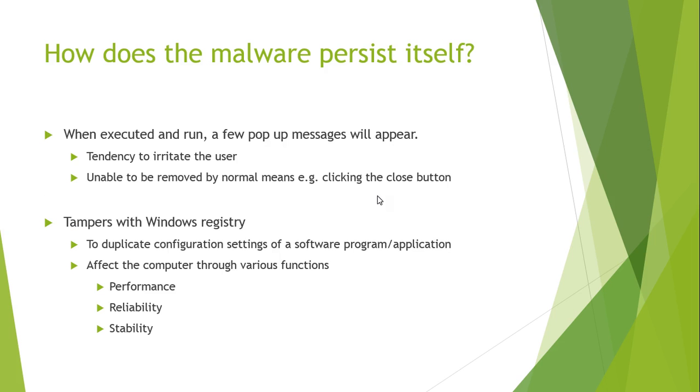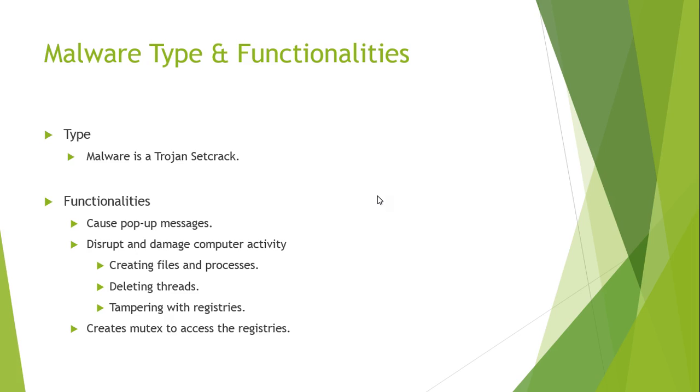So how does the malware persist itself? When the malware is executed and run, a few pop-up messages will appear. It has the tendency to irritate the user and is also unable to be removed by normal means, for example clicking the close button. In addition, it also tampers with the Windows registry. Why? Because it wants to duplicate configuration settings of a software, program or application in order to have access to the resources, and it also affects the computer through various functions. How does it affect the computer? It affects the performance, the reliability and stability.